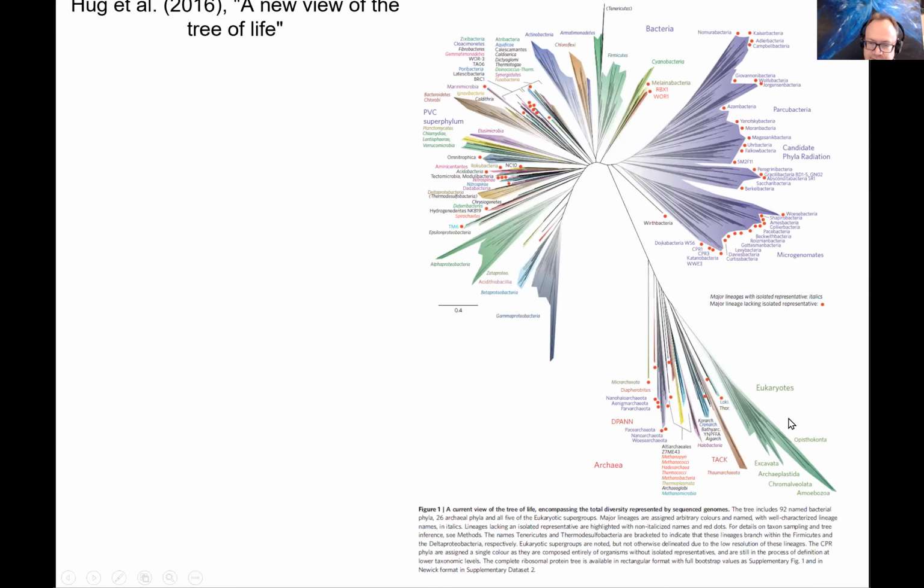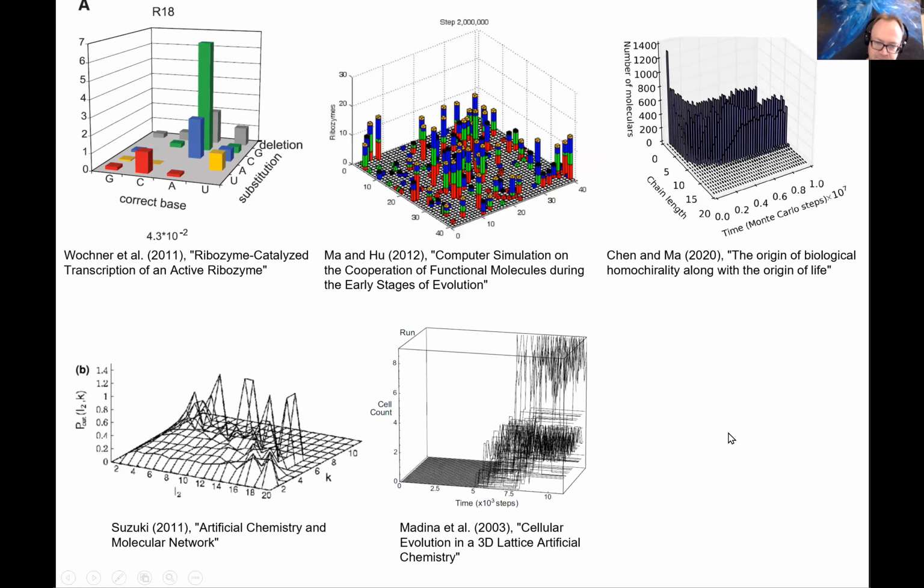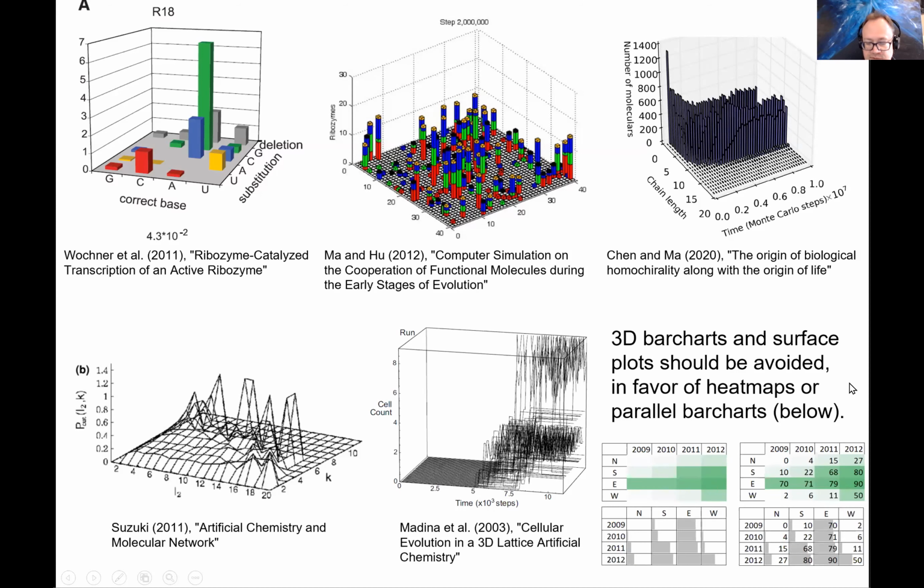3D bar charts. I found several examples of 3D bar charts and 3D surfaces. Maybe they look cool. The one on the upper left is pretty easy to read, I think, but the other ones are kind of horrible. So this type of data could be visualized instead with a heat map or parallel bar charts or maybe some other approach.